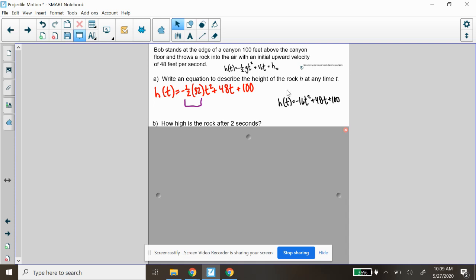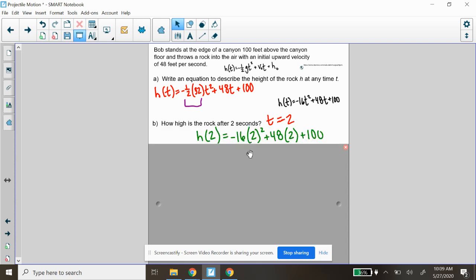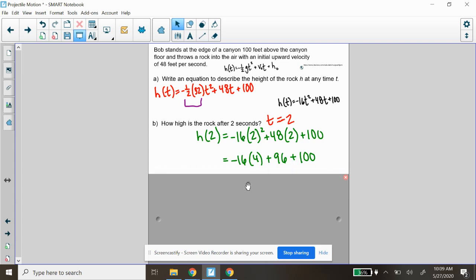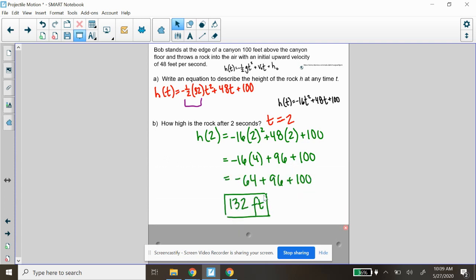Our first question is, how high is the rock after 2 seconds? Knowing this, we are trying to figure out what happens when t is 2. So what I've done here in my work is I've plugged in t of 2 wherever I see t. In the end, when we solve all of this down, we know that after 2 seconds, the rock is going to be 132 feet in the air.